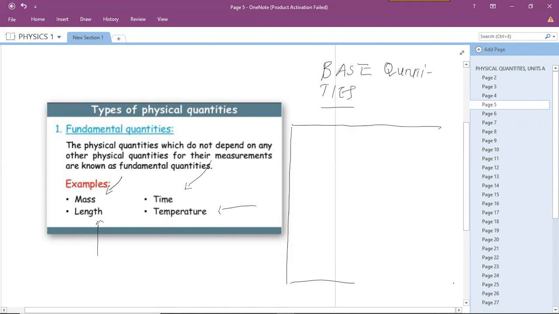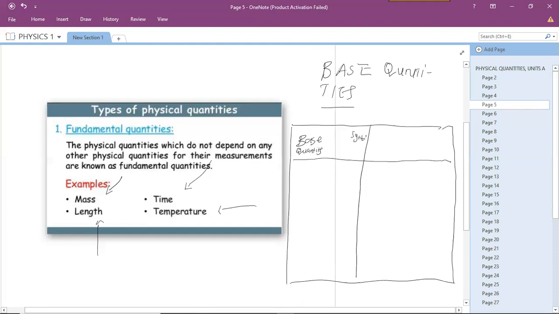They can bring a table like this, and they might say base quantity, symbol, and SI unit. Then they ask you to fill in a table like this, because remember, base quantities are the mother units of all other physical quantities.